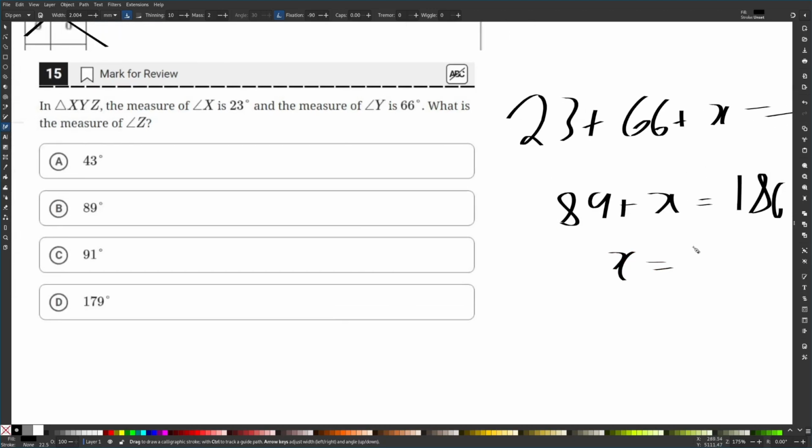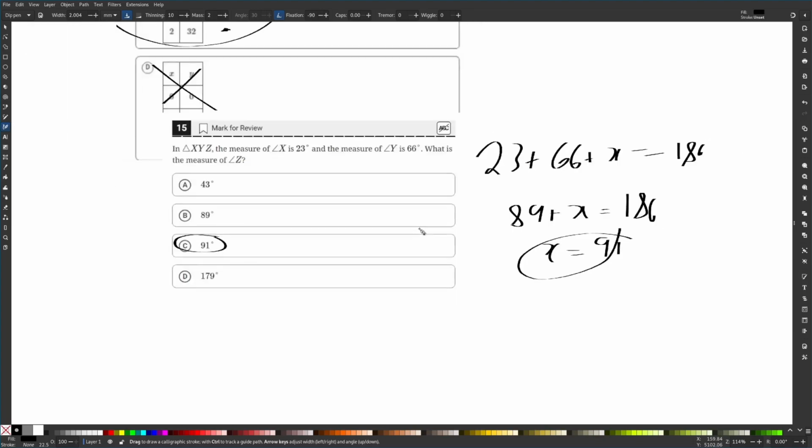So that means x is equal to 91. And that's answer choice C. Okay, next one.